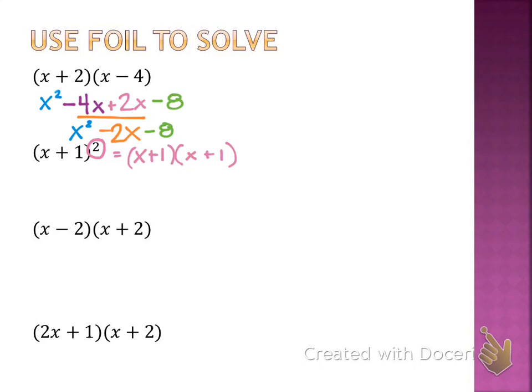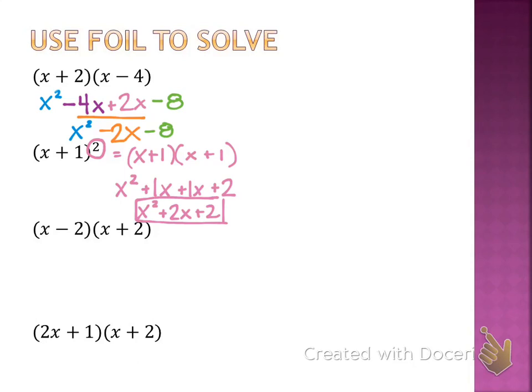So now I look and I say, oh, okay, FOIL. So first terms are x and x, which is going to be x squared. Outside terms, x and positive 1, which gives 1x. Inside terms, 1 and x, which is 1x. And last terms, 1 times 1, which is 1. 1x plus 1x is 2x. It's a positive. And I just write my first and last terms. And this would be my final answer.